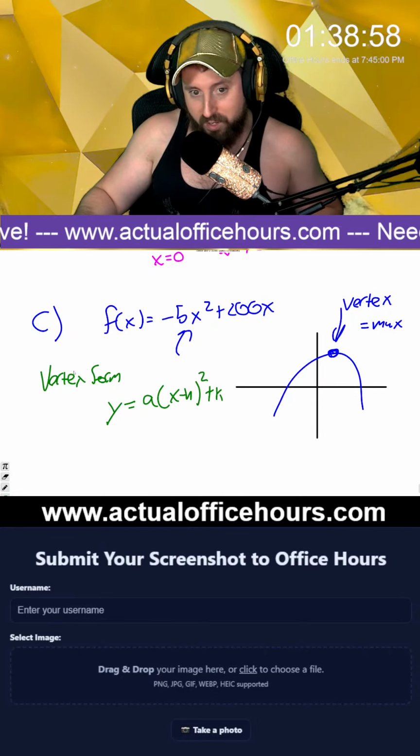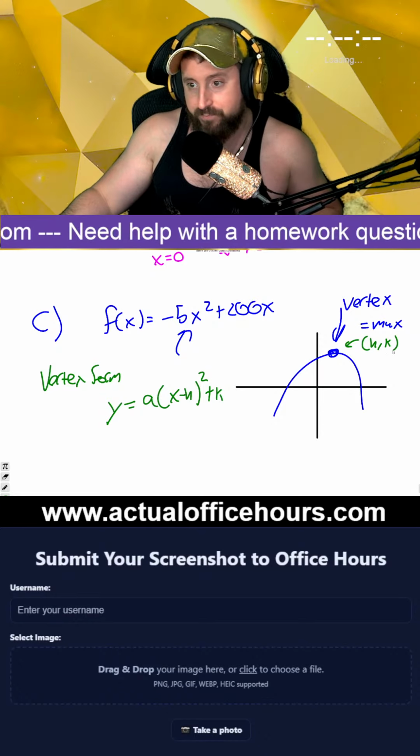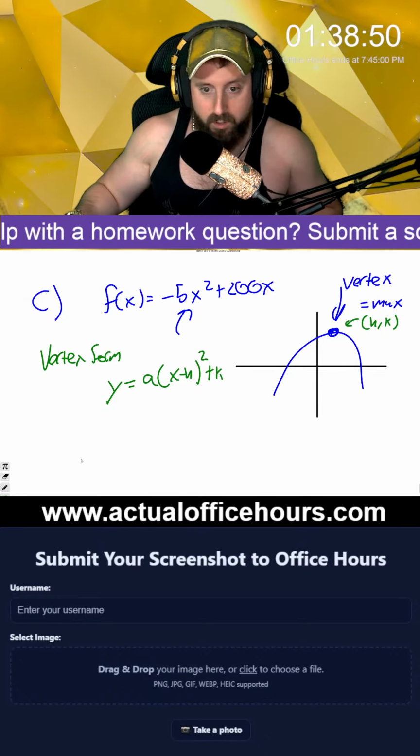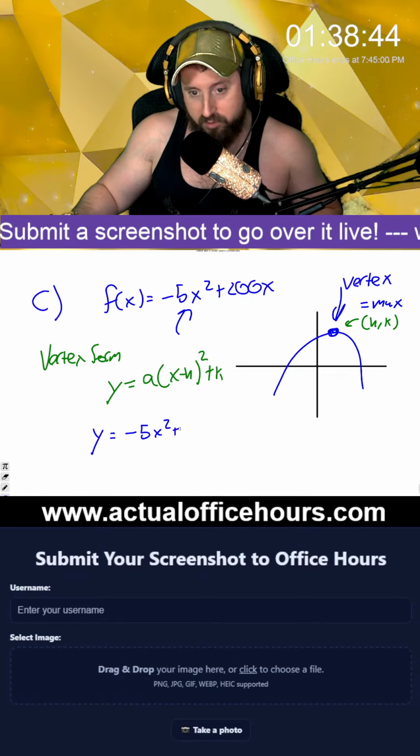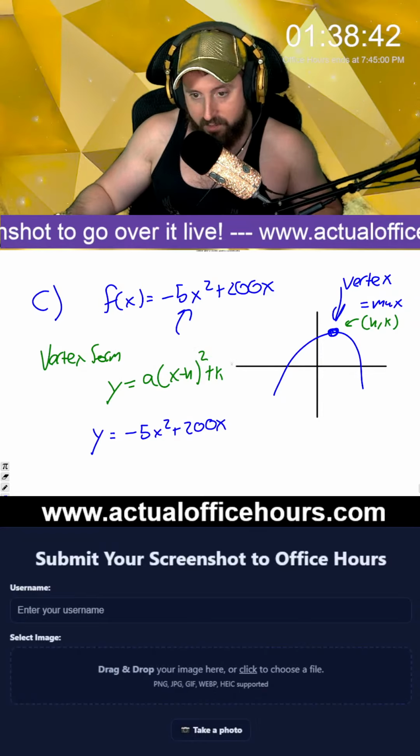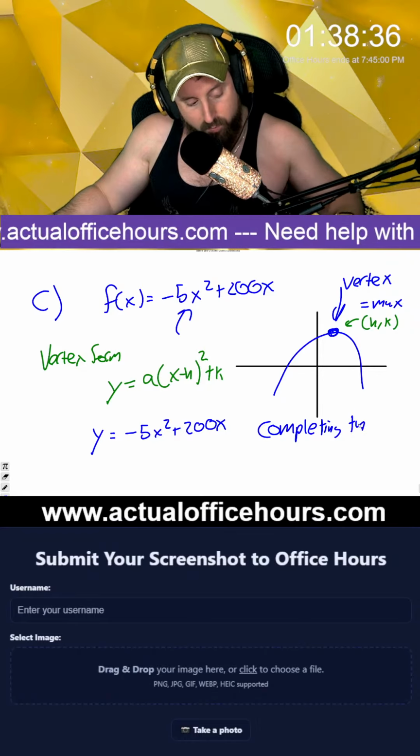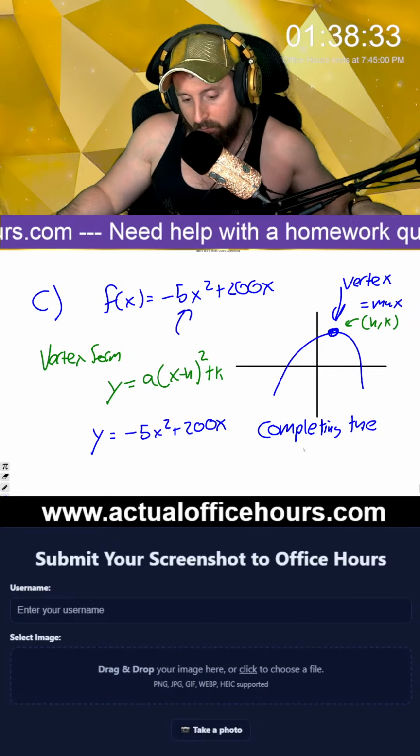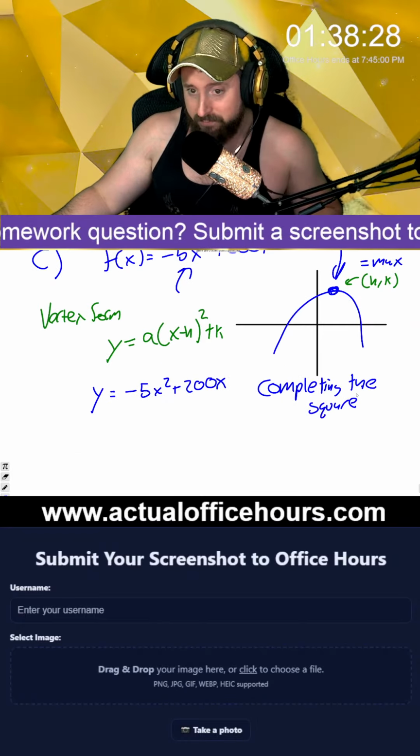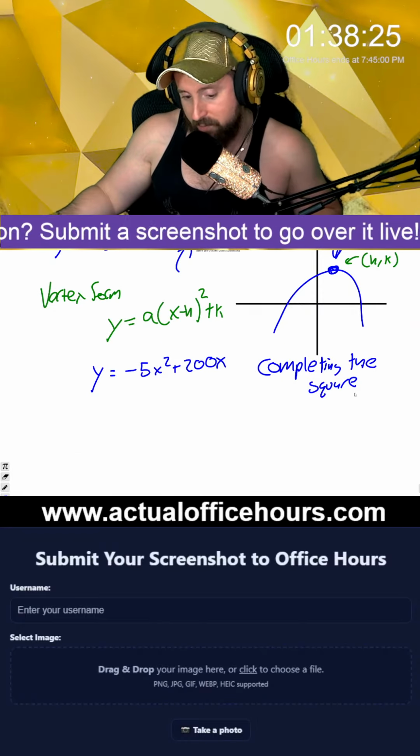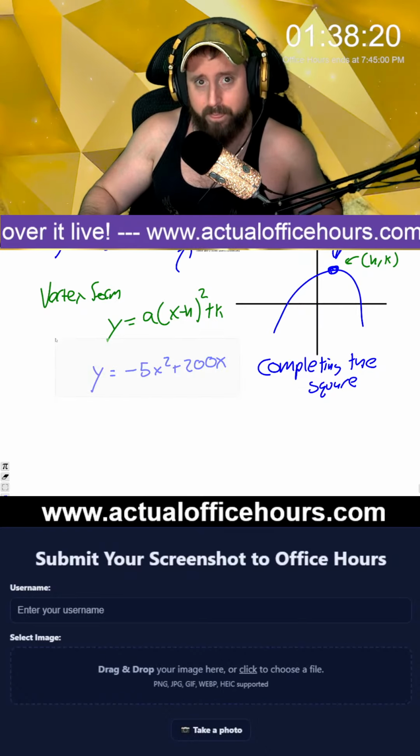This is what vertex form is for a quadratic. And then the vertex here is at h comma k. Right? So, currently, we have y is equal to negative 5x squared plus 200x. I want to turn it into this. The way to do that is called completing the square. This is why completing the square is dope. I know some people are like, oh, just use the quadratic formula. Yes, if I'm solving for 0, quadratic formula is great. If I'm trying to get in vertex form, completing the square is a better way to do it.